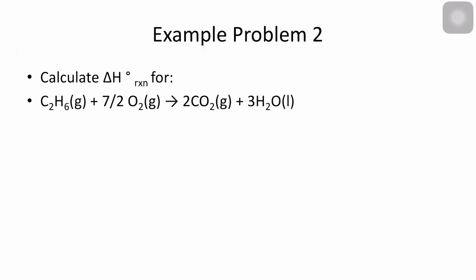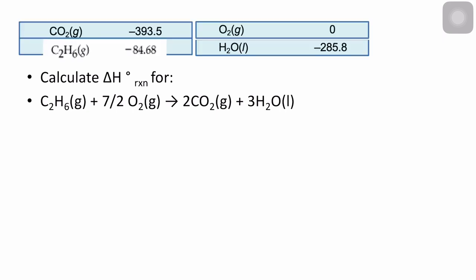We go to the next example. We have the standard heat of reaction for the combustion of C2H6. So you have ethane. So you would need the values for our standard heat of formation for each, so we can solve for the enthalpy of the reaction for this combustion reaction.